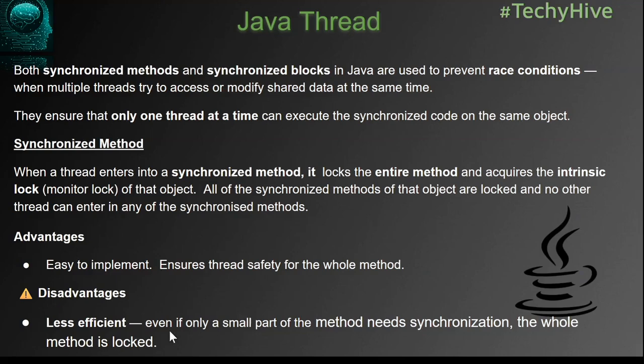If you want to lock only a part of the method, and we don't want to lock the entire method, we just want to lock, say, 10% of the method, then we have to lock the entire method, and the 90% of the code which other threads could execute is also blocked. So this is a disadvantage of the synchronized method.